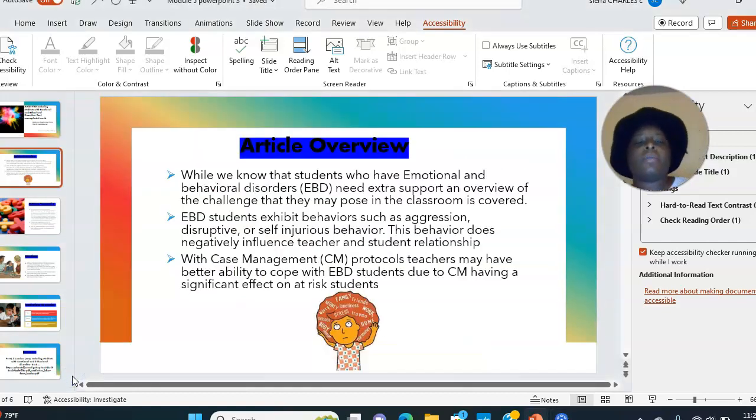The article overview. So we do know that students who have emotional and behavioral disorders do need extra support in the classroom and they can pose a challenge. EBD students exhibit behaviors such as aggression, disruptive or self-injurious behavior. This behavior does negatively influence teacher and student relationship. With case management, CM for short, protocols, teachers may have better ability to cope with EBD students, due to case management having a significant effect on at-risk students.